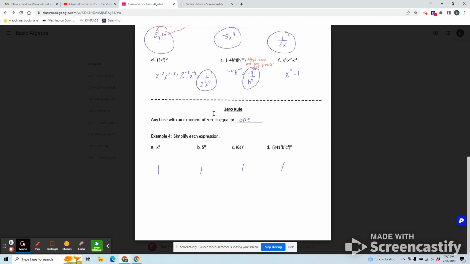Any base with an exponent of 0 is equal to 1. So x to the 0 is 1. 5 to the 0 power is 1. 6c, all of it raised to the 0 power, is 1. 341 cubed b squared c to the 4th, all raised to the 0 power, is 1. So anything raised to the 0 power, whether your base is a variable or your base is a number, becomes 1.